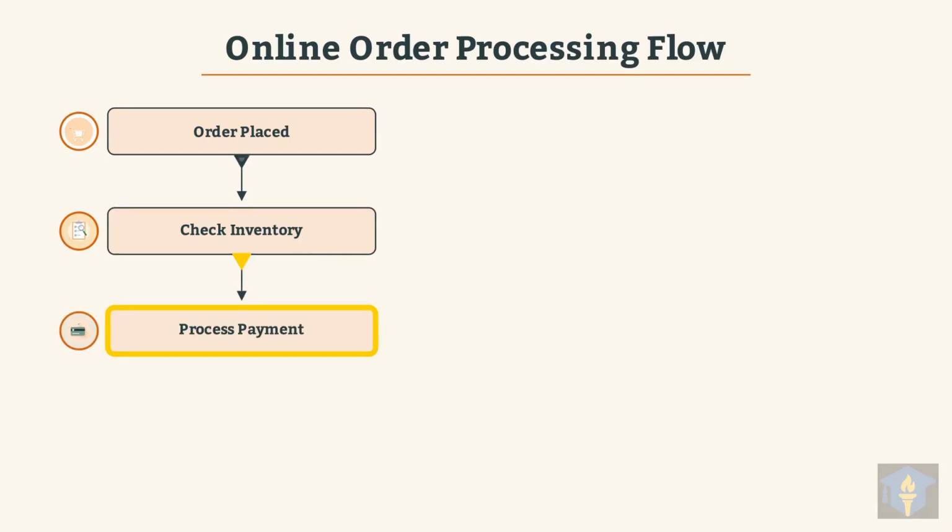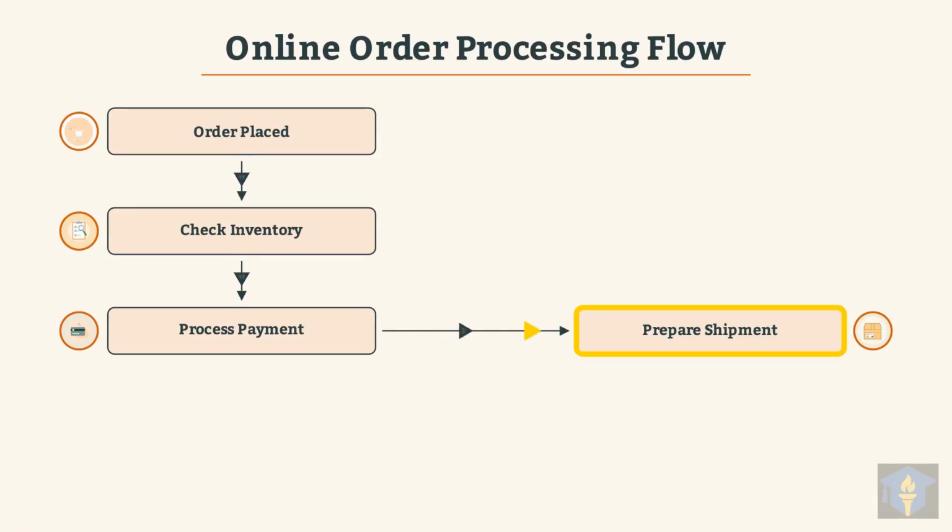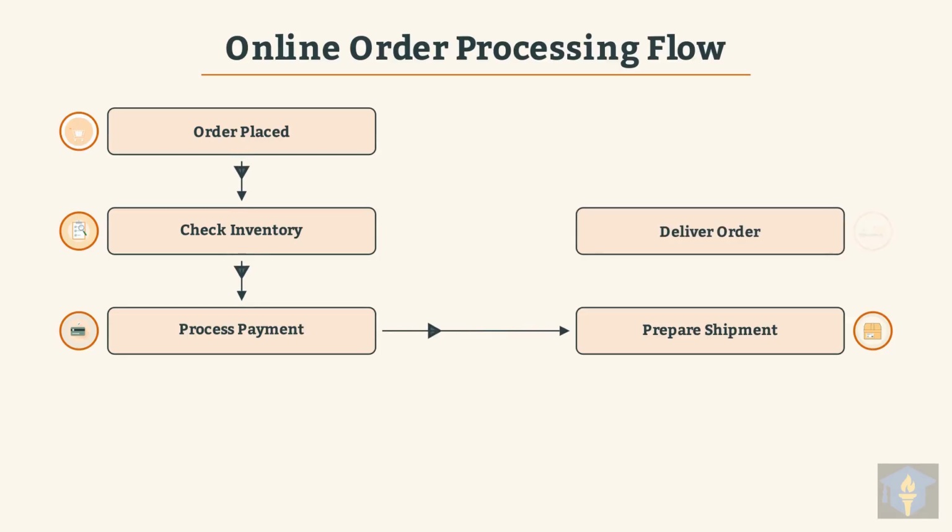Once inventory is confirmed, the system proceeds to process the customer's payment. After successful payment, the order is prepared for shipment, including packaging and labeling. Finally, the prepared shipment is dispatched to the customer, completing the order delivery.